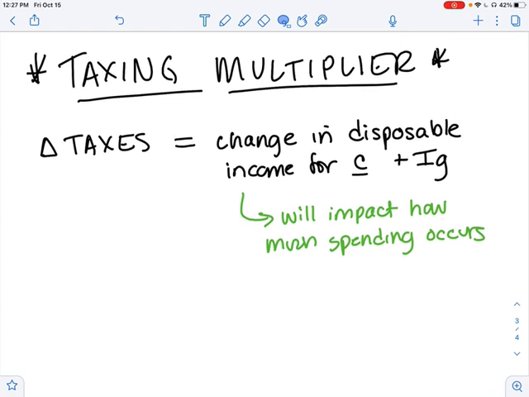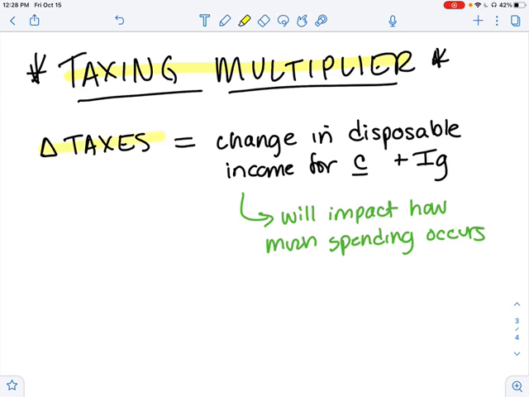So let's get into the taxing multiplier. Sometimes instead of a change in spending, you're going to contemplate what would happen if the government changed tax policies and then use that information to determine the maximum potential change in GDP. So how would taxing impact that?